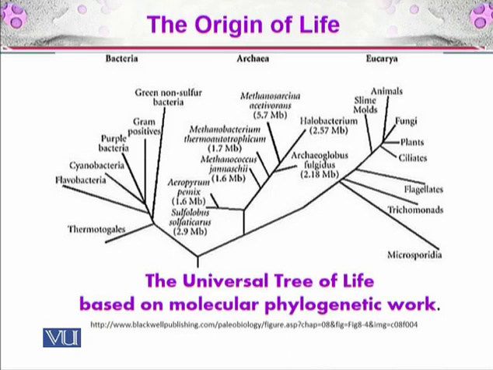You can see on the left side the bacteria, right? So there are thermogales, flavobacteria, cyanobacteria, as we have discussed, around 1.6 billion years ago. And then there are the purple bacteria, the gram-positive, and the green non-sulfur bacteria.